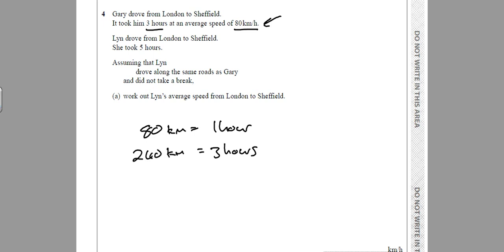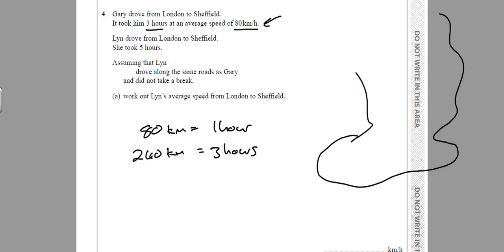So what he's done is, just draw the UK here, just like that. Apologies for any offence caused. So he's gone from London to Sheffield, and that's taken 3 hours to 240 kilometres. So 240 kilometres from London to Sheffield.